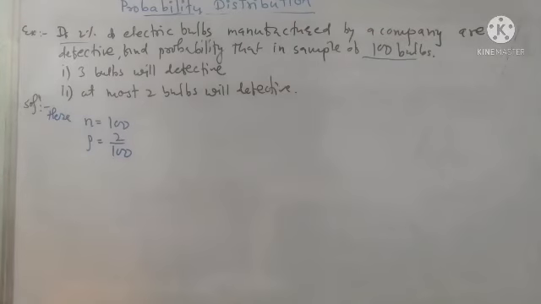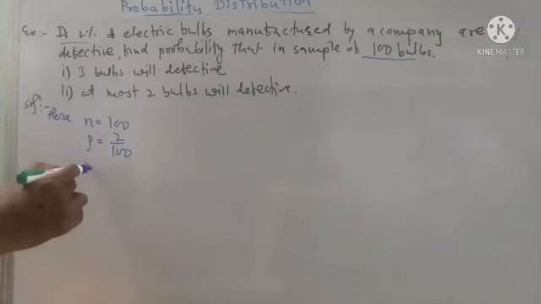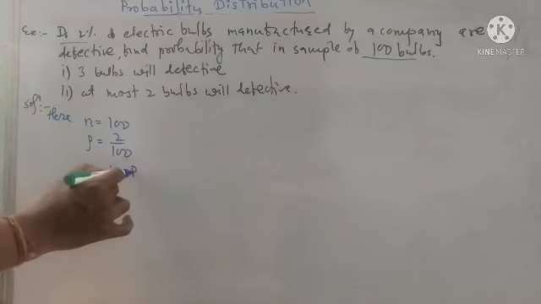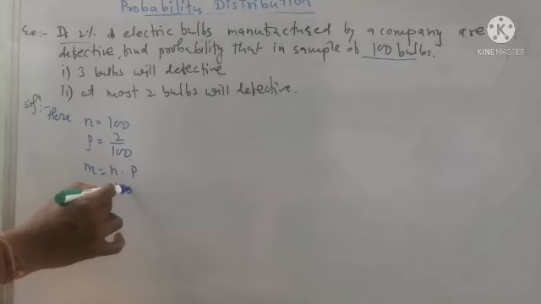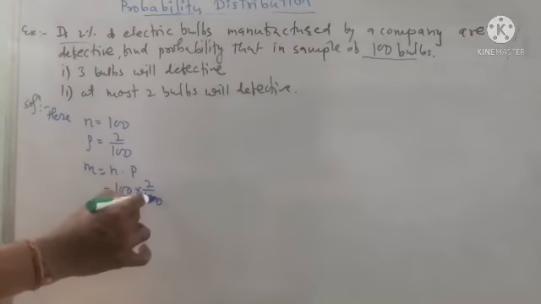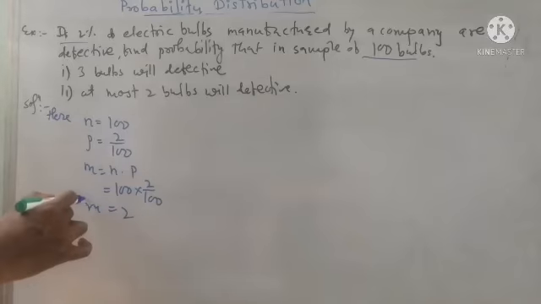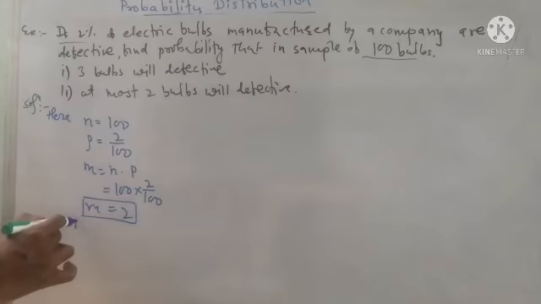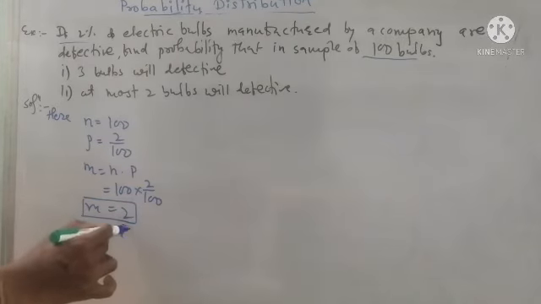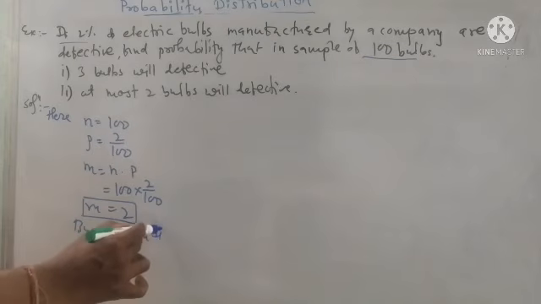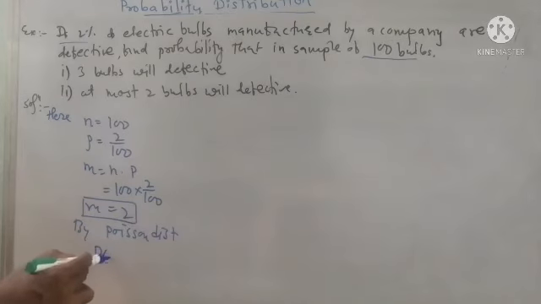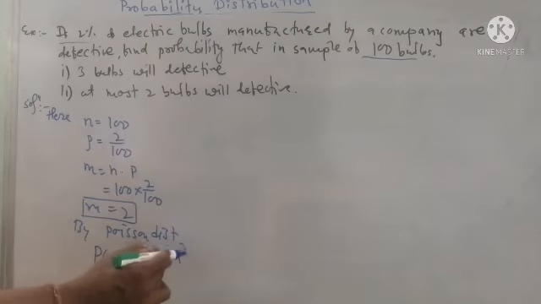Now as n is large and p is small, we use the Poisson distribution. For that we calculate m as n into p. By putting the value n as 100 and p as 2 by 100, we get m as 2. So the mean of the distribution is 2. So by the Poisson distribution we calculate the probability of r successes out of n trials as e raised to minus m into m raised to r divided by r factorial.